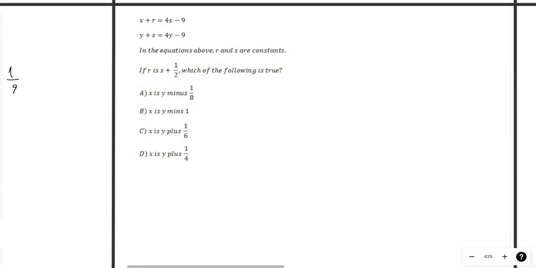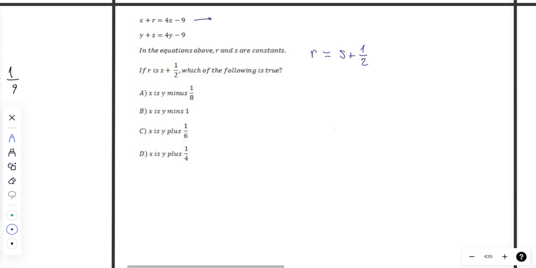Okay. Next question. This one looks interesting. I don't know if it's SAT exactly, but we can do it together. If r is s plus a half, which of the following is true? R is equal to s plus 1/2.